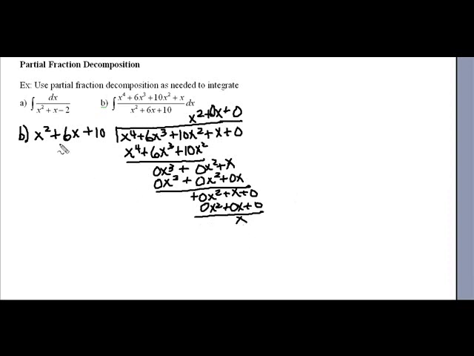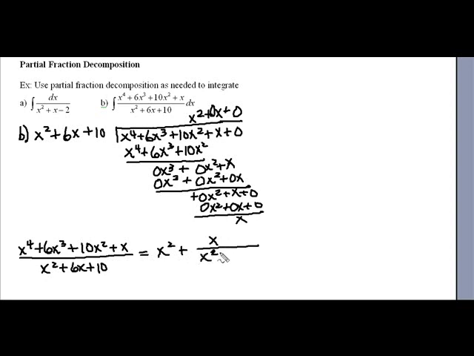So our original expression, x to the fourth plus 6x cubed plus 10x squared plus x over x squared plus 6x plus 10, is actually equal to x squared plus x over x squared plus 6x plus 10. Now, in this case, we know how to integrate x squared, and also if we let u be the denominator, our du will be 2x, and we have an x, so we actually don't have to use partial fraction decomposition in this particular problem. So let's go ahead and set that up.